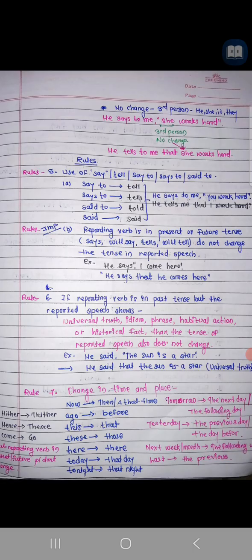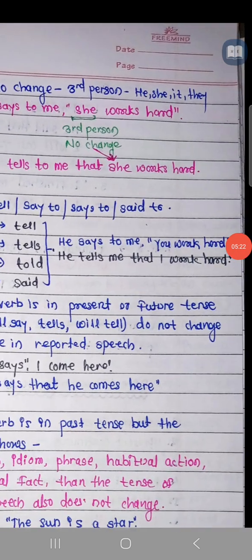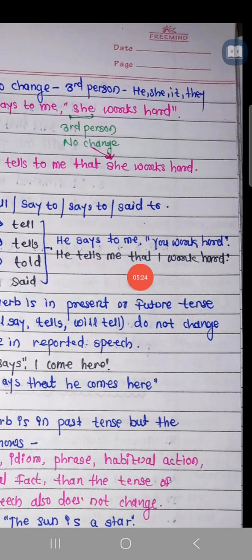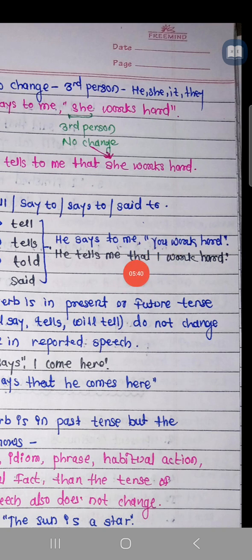Here, he says to me, "You work hard." Make a sentence: he tells me that I work hard. Here says to changes to tells, and according to the tense, the sentence changes. And one thing I want to tell you: the conjunction used here is that.